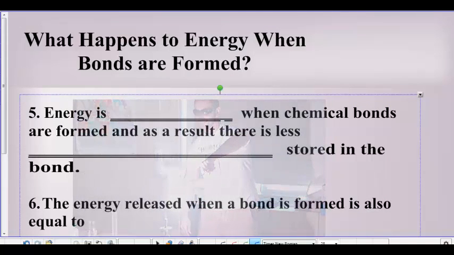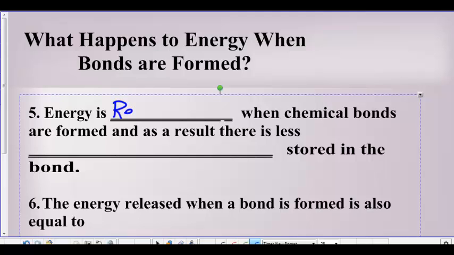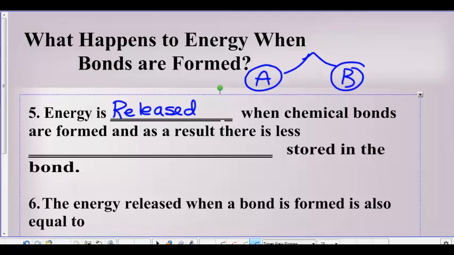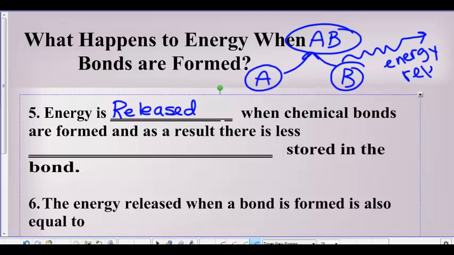What we need to talk about, though, today is what happens to energy when bonds are formed. Okay? So energy is released when chemical bonds are formed. So when A and B get together to make a molecule, we'll call it AB, they give off energy. And that energy could be released as light or heat or sound or whatever. But when bonds are formed, energy is released. And there's still some energy left, and the energy that's left is stored in the bond as potential energy.